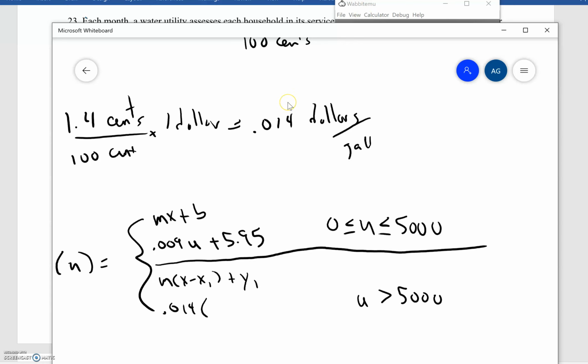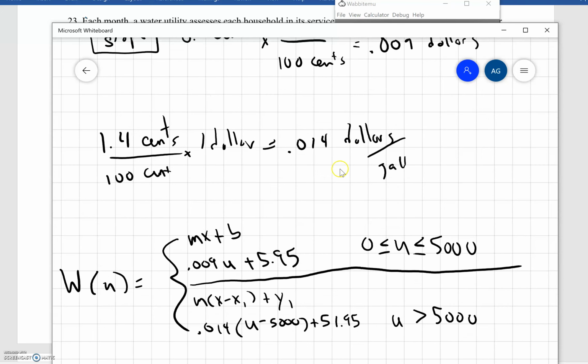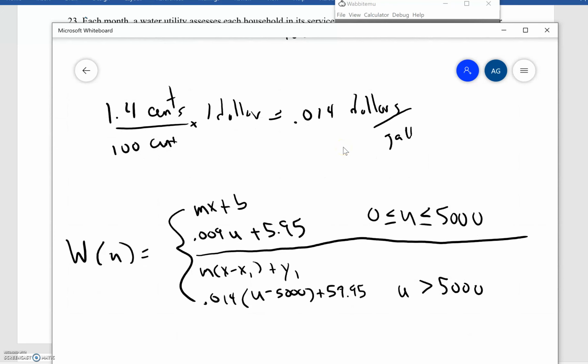So this is going to be u minus 5,000 plus 51.95. Oops, that's 50.95, not 51. My bad. All right, and there is our piecewise function. This stuff up here is just to guide you in which model you used. You actually wouldn't keep that in the answer. We would erase that. So that's your answer.